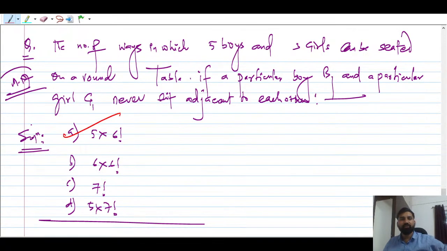How many of you understood this question? So keep noting down also what sir is doing. I'm using a similar concept. We are using the gap method and we are using the circular permutation concept. That's it: gap method plus circular permutation.